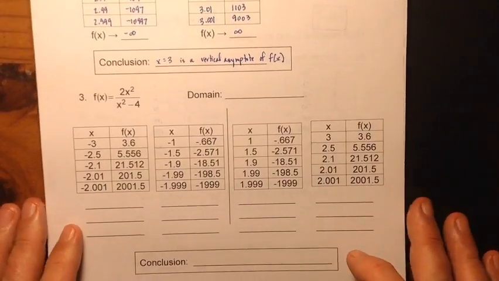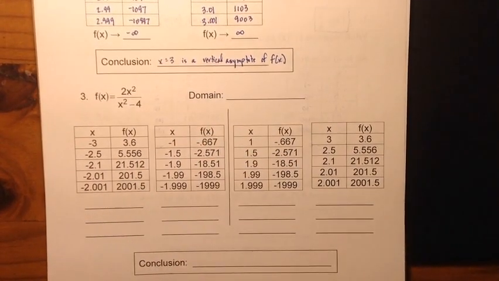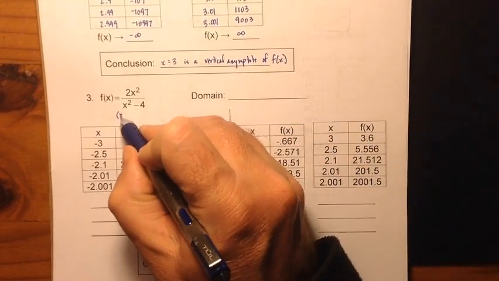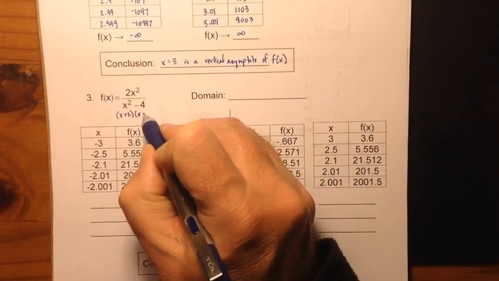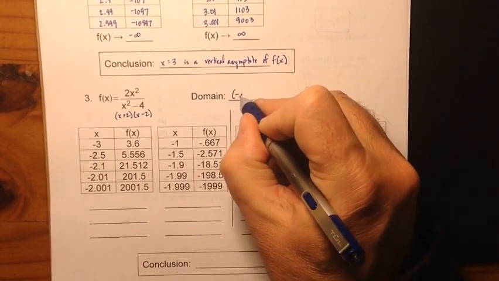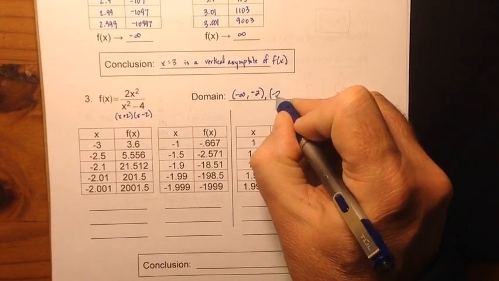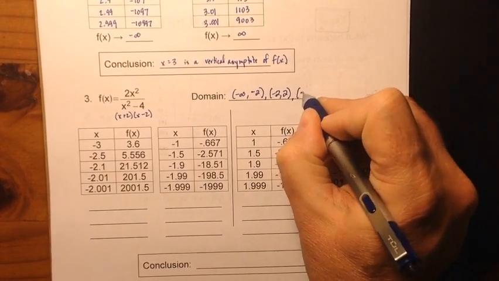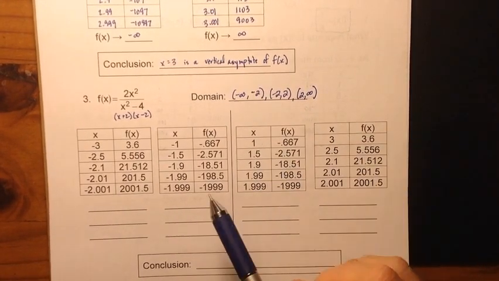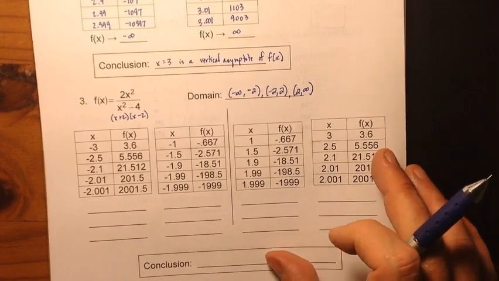Okay, so notice on this one, my denominator is x squared minus 4. If I factor x squared minus 4, I get x plus 2 times x minus 2. So both negative 2 and positive 2 are not part of the domain. Negative infinity to negative 2, negative 2 to positive 2, positive 2 to infinity. So everything except for negative 2 and positive 2.